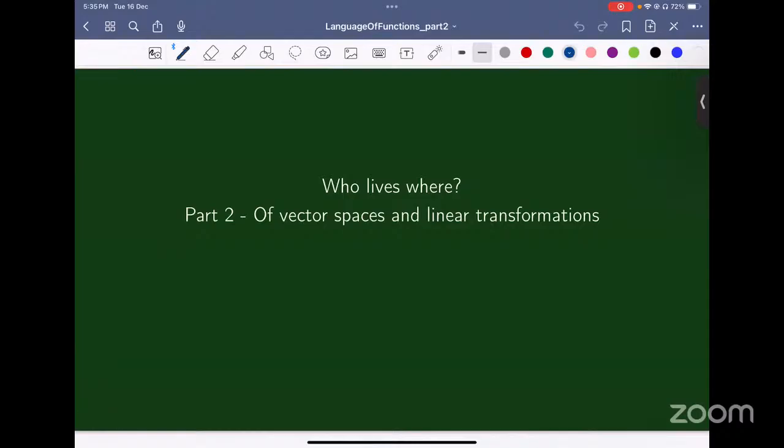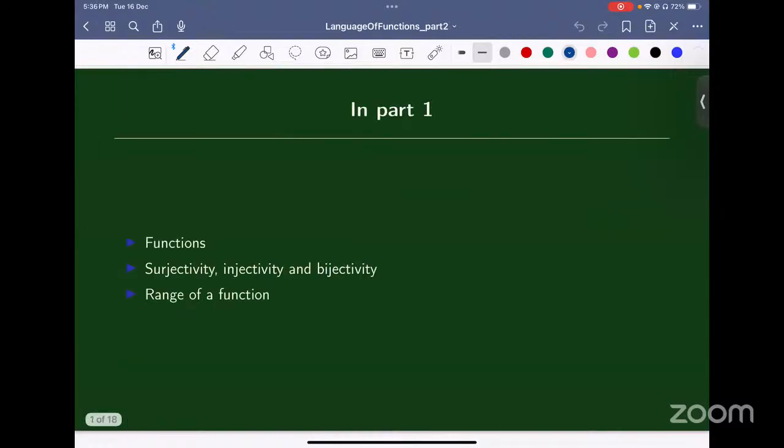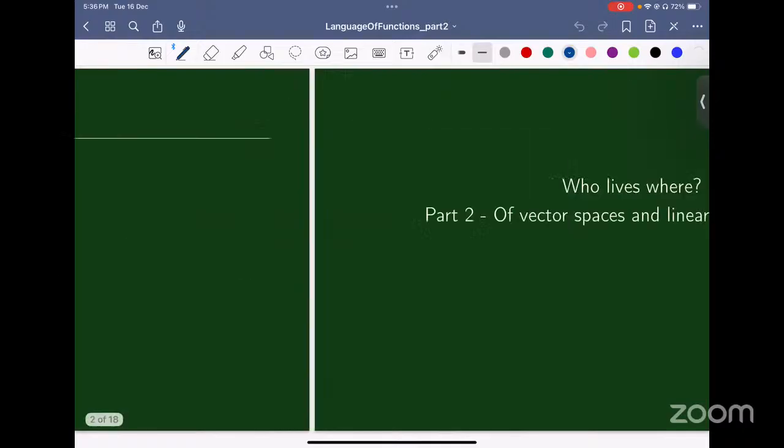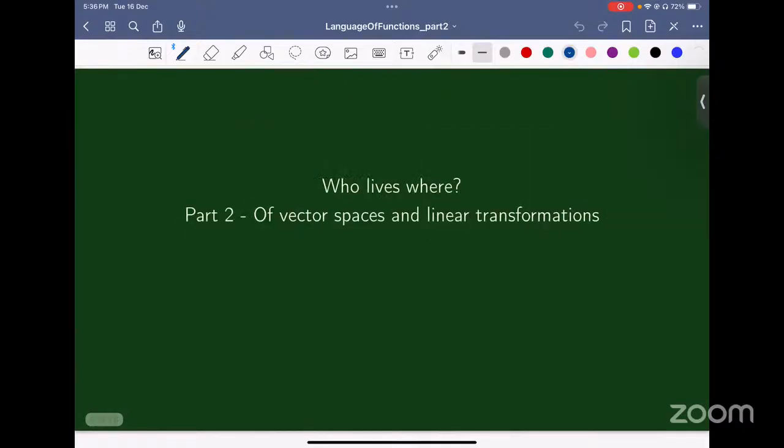Welcome to part 2 of the series, Who Lives Where? In part 1, we took a look at functions, discussed some of their properties, and talked about where the range of a function lives. In this video, we want to focus on functions which satisfy some additional properties, which are required because the sets that they act on also have additional properties. I'm talking about vector spaces and linear transformations on them.